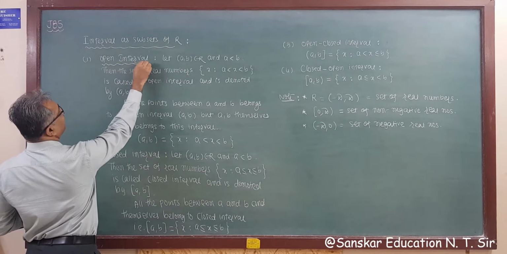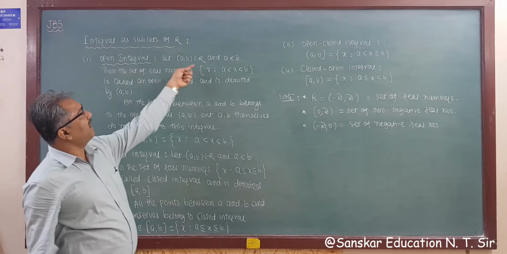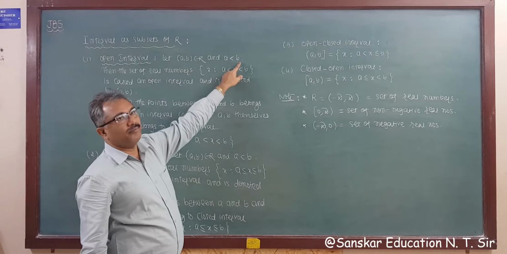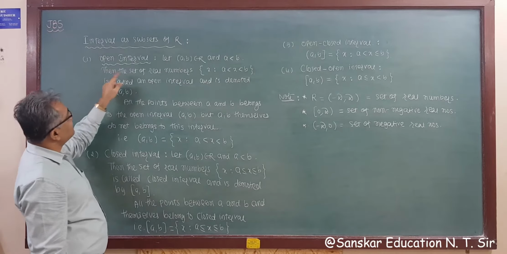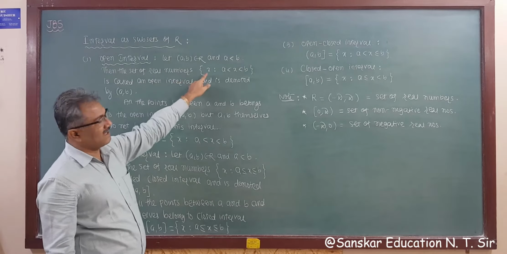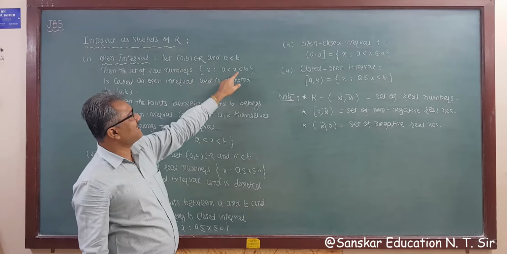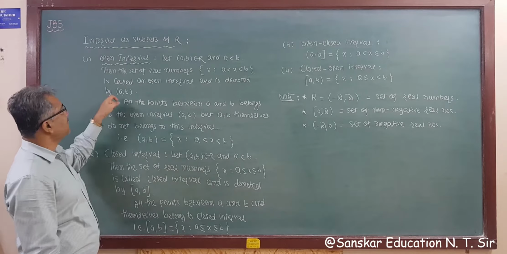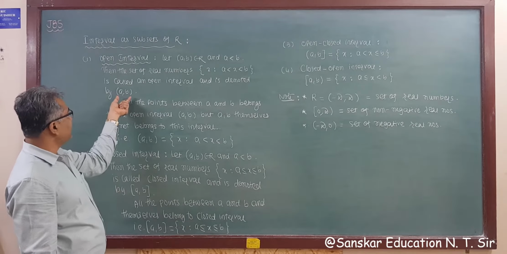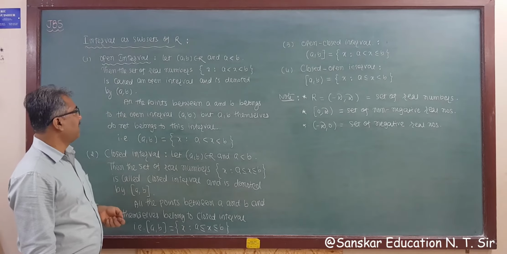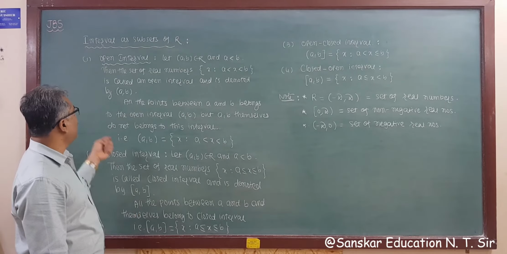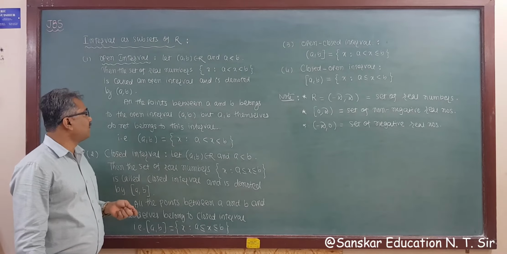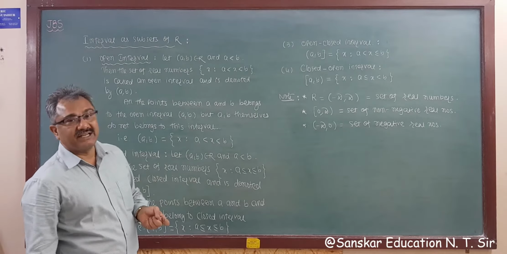the definition of an open interval. Let a, b belong to R and a is less than b. Then the set of real numbers x where a is less than x is less than b is called an open interval and is denoted by the open interval in small brackets (a, b). All the points between a and b belong to the open interval (a, b), but a and b themselves do not belong to this interval.